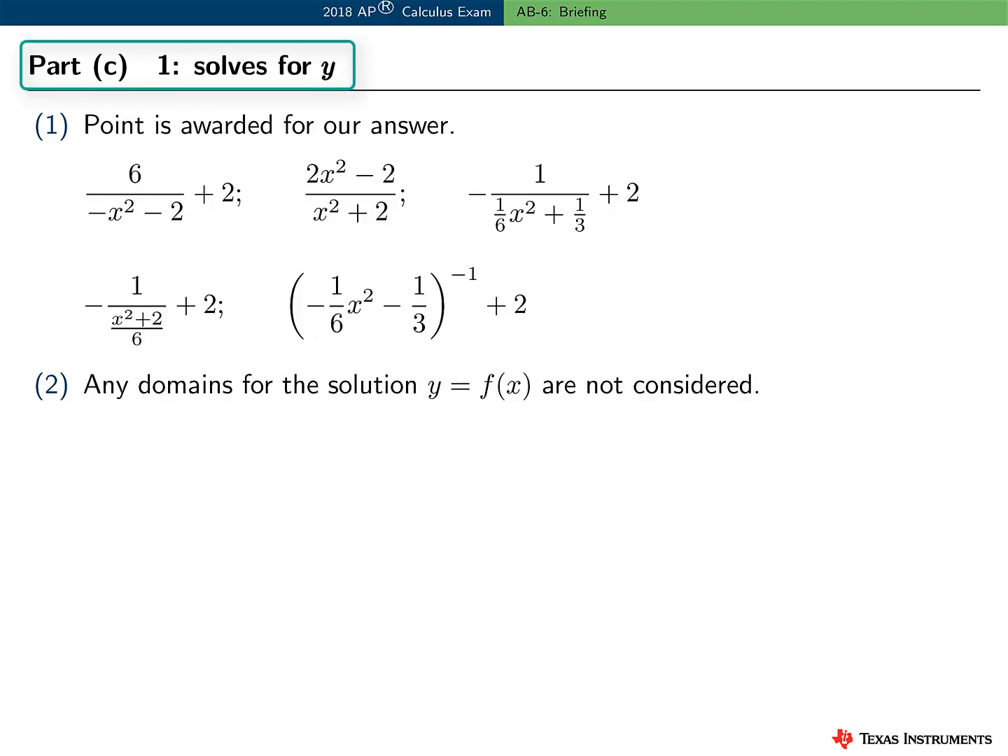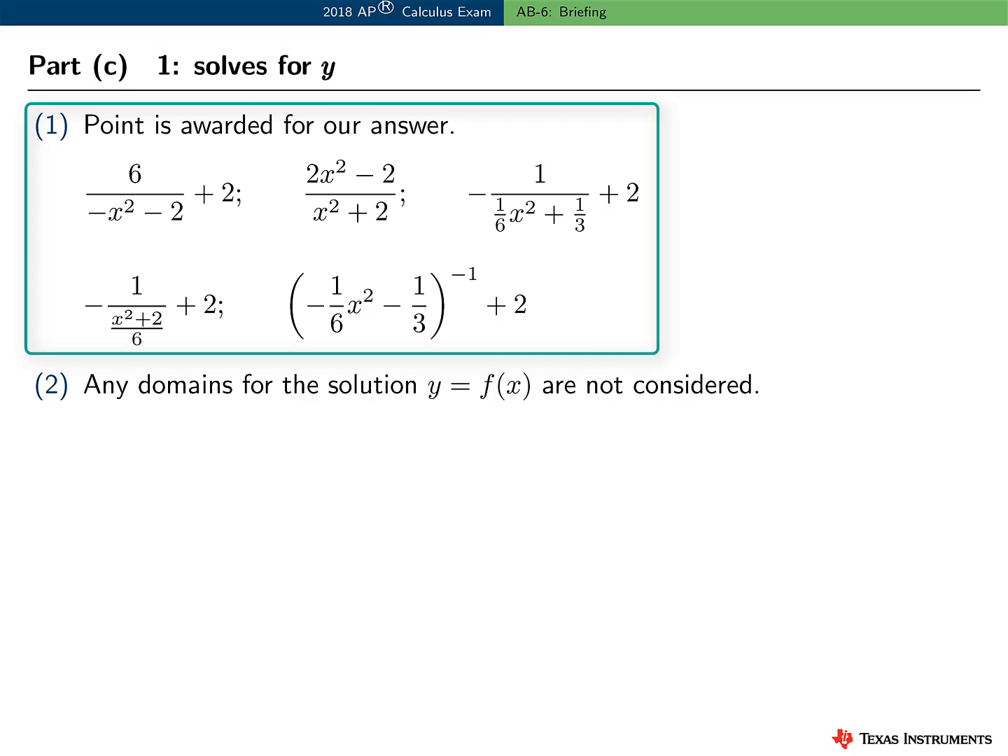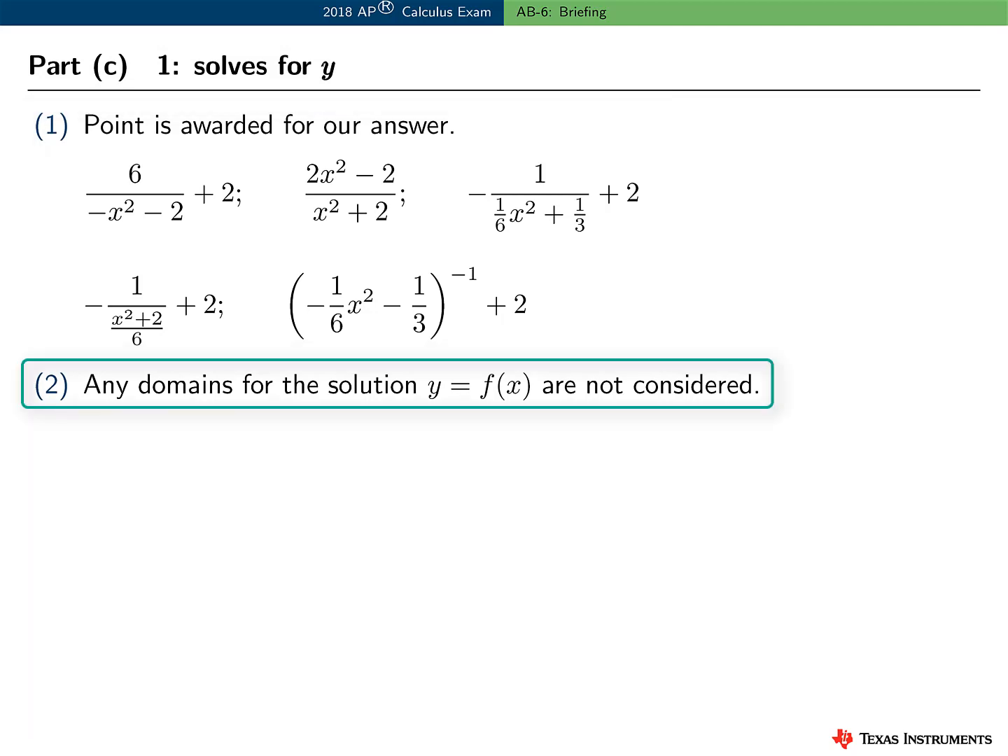And finally, the fifth point is for our answer, a correct expression for y. And there were many forms for y, and here are a few. And even though there is a domain for y given in the scoring guidelines, this was not necessary in the student's response. Any domains presented were not considered.